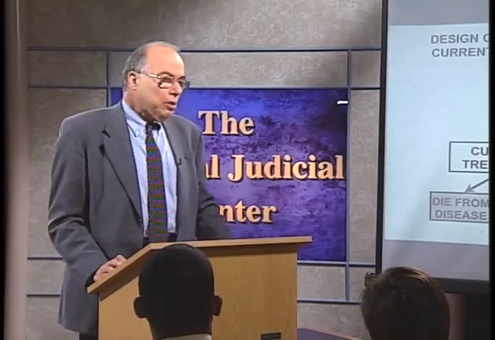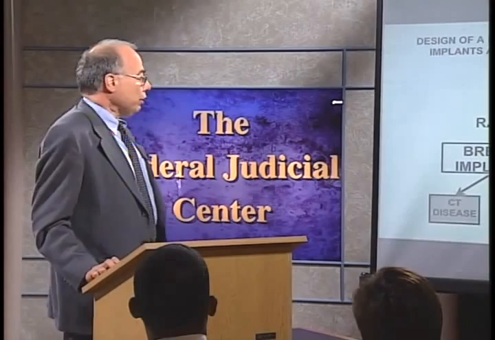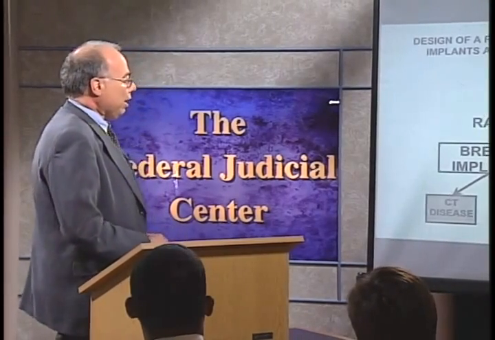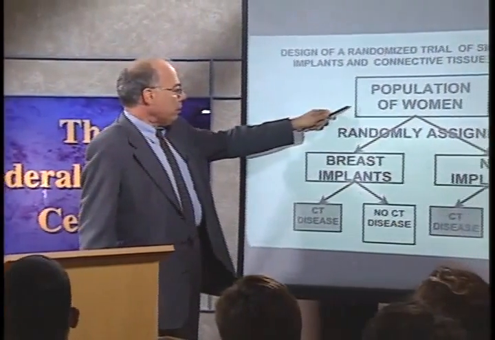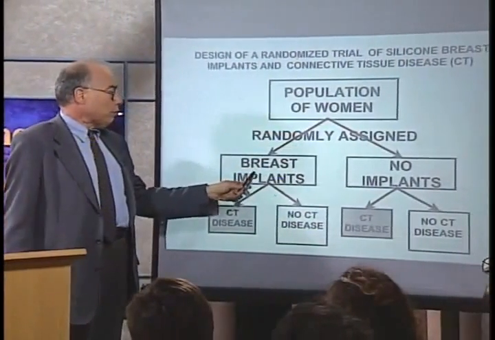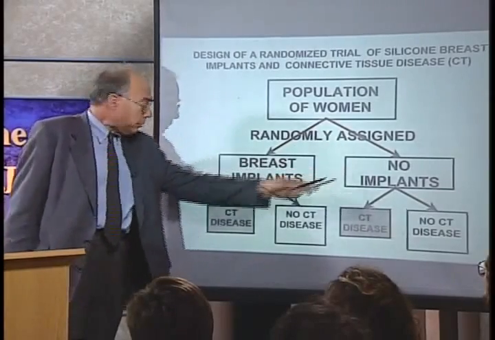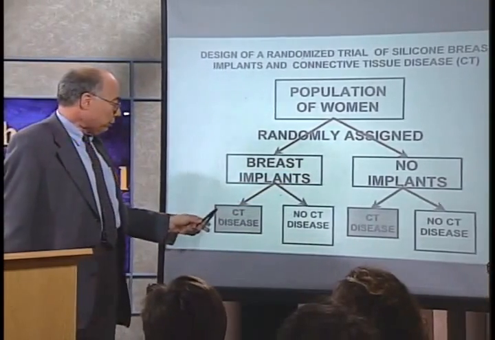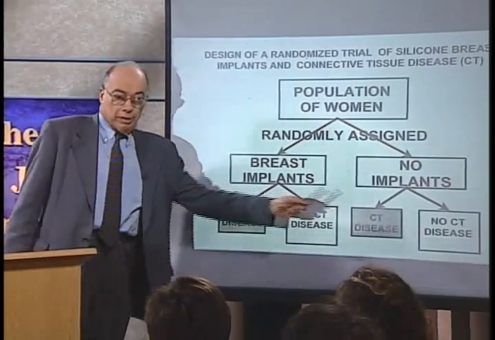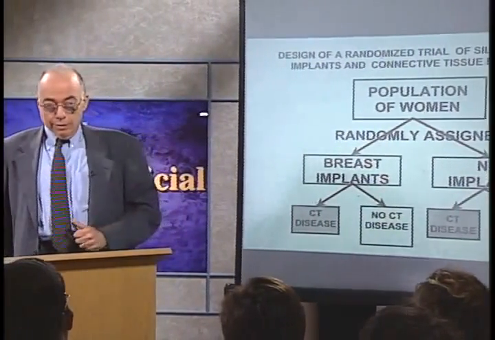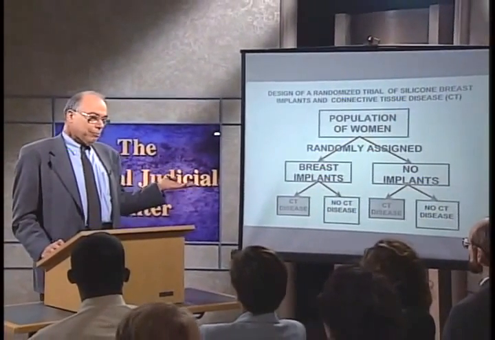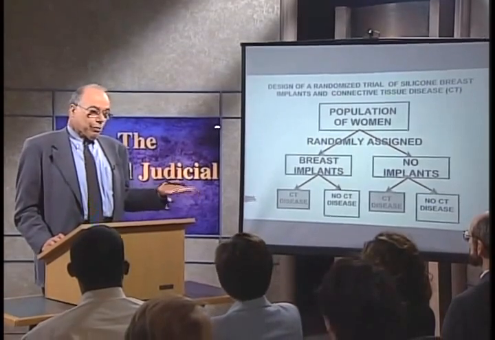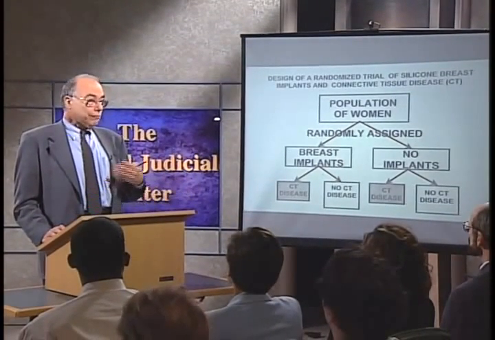Let's turn to the issue of breast implants and connective tissue disease, which has received great attention. If we wanted to carry out a randomized trial of breast implants, we would identify a population of women who would be randomly assigned to receive breast implants or not receive implants, and then both groups would be followed to determine what percent of each group develops connective tissue disease. Clearly, this diagram represents a hypothetical, because we could never carry out such a study. We would never get women to cooperate. We could not do it for ethical reasons.